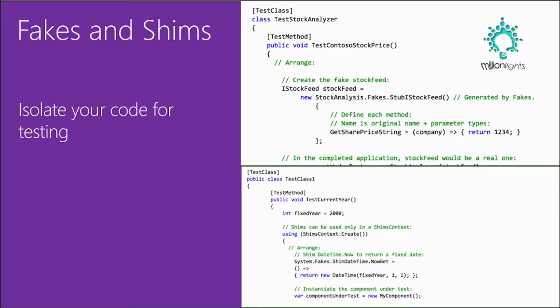Since this is talking about fakes and shims, we probably ought to go to the slide first, just so people can take a quick look at fakes and shims. In the case here, we've got a stock feed that's coming out, and we don't actually want to call out to the stock feed. We don't want to make that call. It's going to take a long time. We can't do that as part of our unit tests. We want to just fake it out.